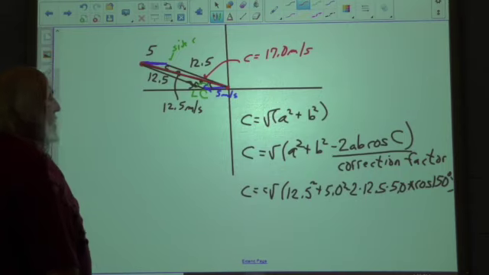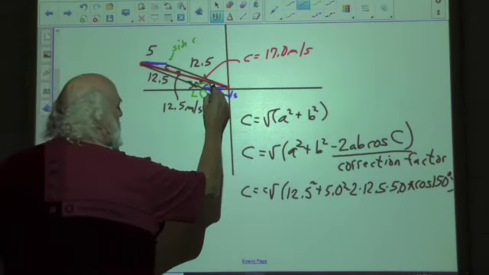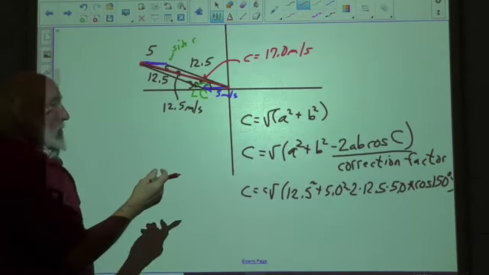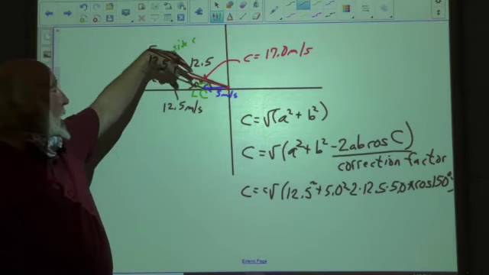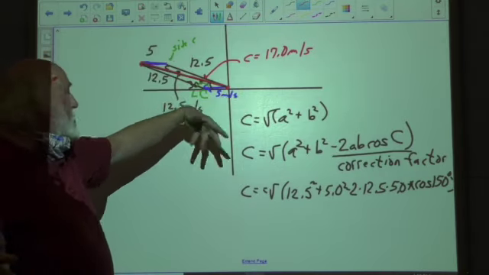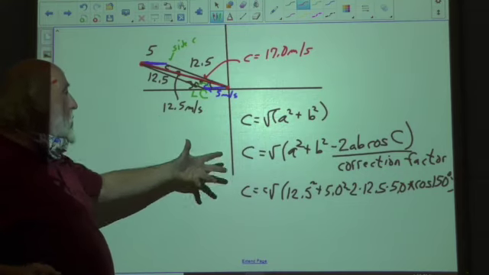So now the question is, what is that angle in relation to this? Now it looks like it's 30 degrees, but you can see there's a little sliver right there. So I can't say that that's 30 degrees. So I've got to come up with another way.